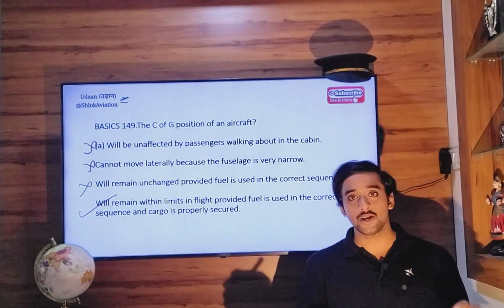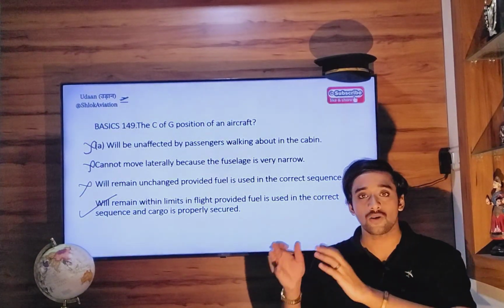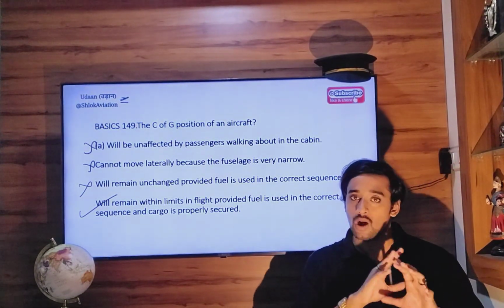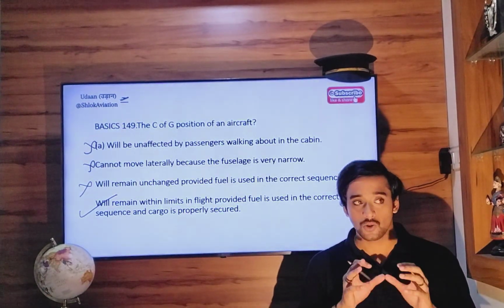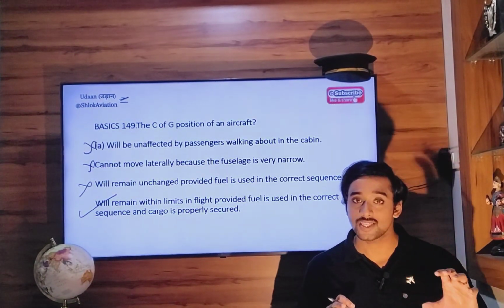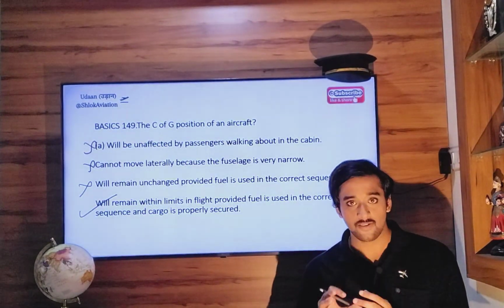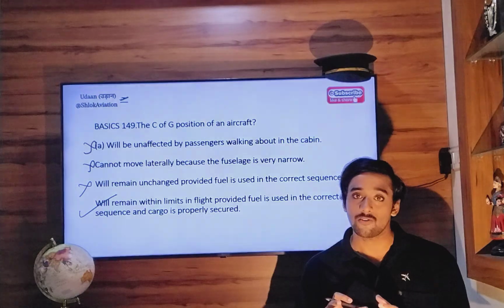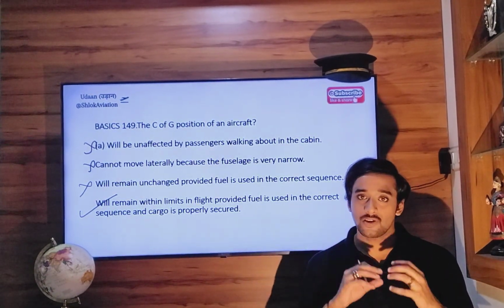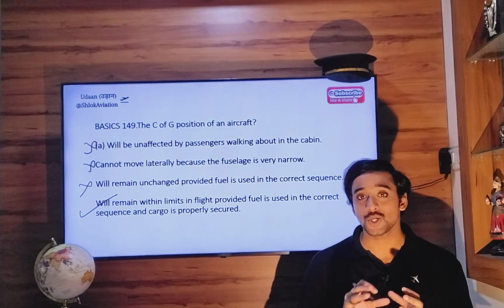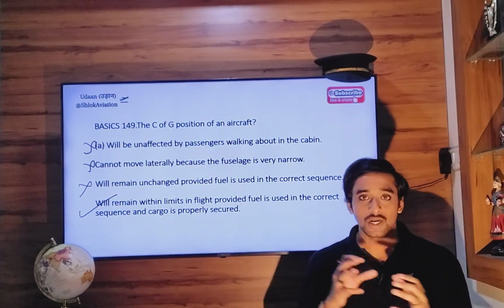The center of gravity of your aircraft is bound to change, is bound to move within its forward limit and aft limit throughout the duration of your flight. Always remember the center of gravity position at the beginning of your flight will be very much different from the center of gravity position in between your flight and towards the end of your flight. Why? Because the fuel in your fuel tanks will be consumed as you start your journey from departure to destination.